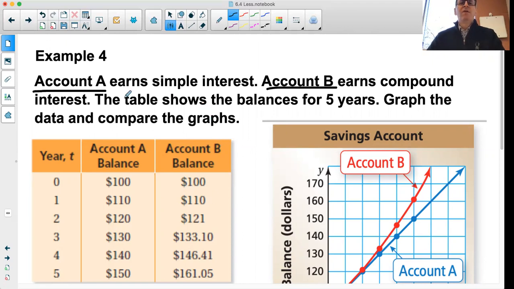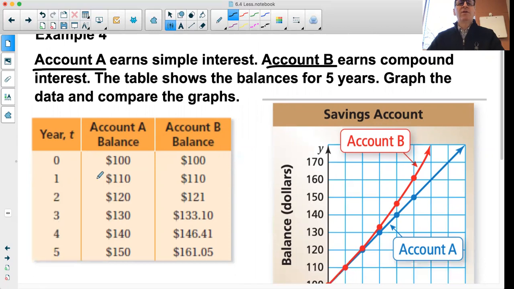So the table shows the balances after 5 years. Graph the data and compare the graphs. You can see the graph here, account A, which would be this bottom graph, goes up: first year 110, second year 120, third year 130, fourth year 140, and fifth year 150. Account B's got a little bit of a swoop to it, and it sits above account A's line.